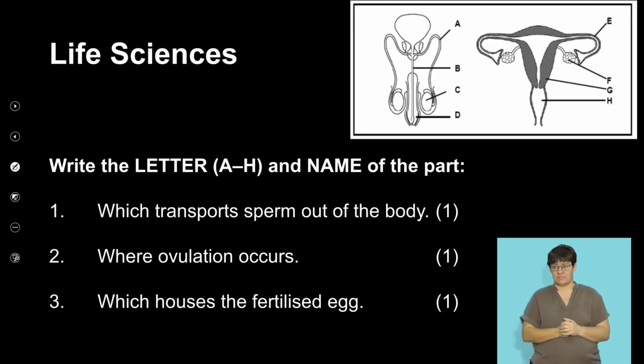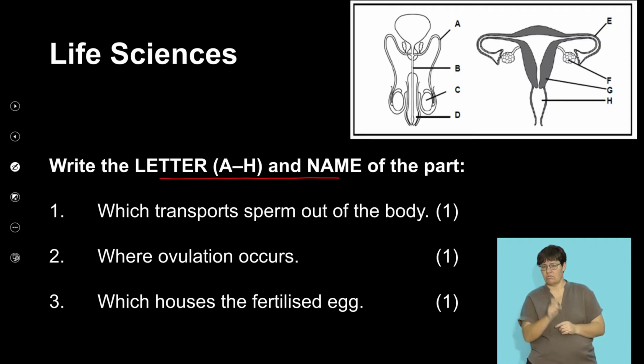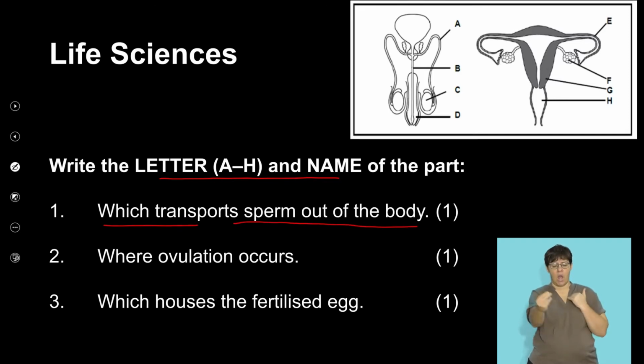Okay, so again, a few questions that we'll try and wrap this section up with. So which transports sperm out of the body? We've got to point to which part transports sperm out of the body. If we look at the male reproductive system, we know that sperm are produced here in the testes, and they are transported out of the body via this tube here. So that is the urethra. So the answer there is B.